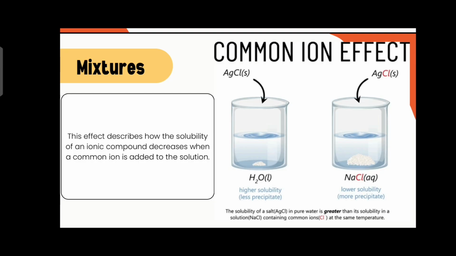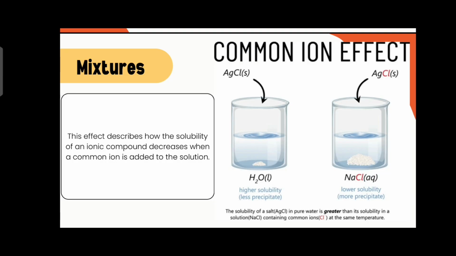So I have an example picture here. Common ion effect. This effect describes how the solubility of an ionic compound decreases when a common ion is added to the solution. As we can see in the picture, the common ion effect causes an ionic compound's solubility to drop when a solution with a shared ion is added.